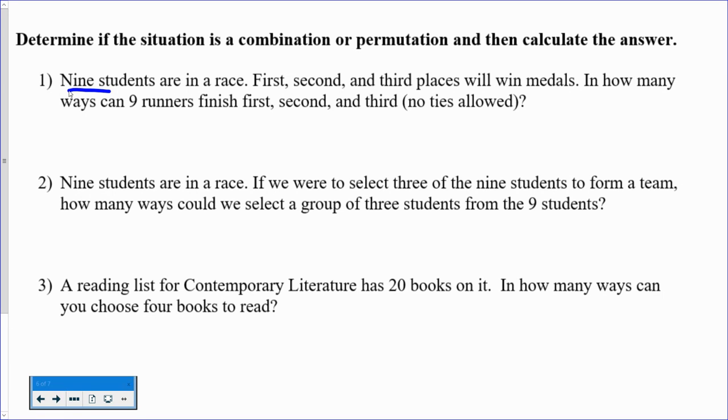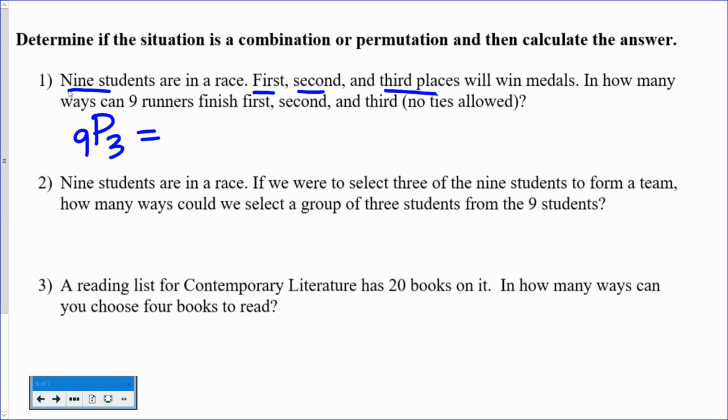All right. So I have 9 students who are entering a race. First, second, and third places will win medals. In how many ways can 9 runners finish first, second, and third? No ties are allowed. So I've got to think about, does order matter if I have first, second, and third place? Yes, it does, because they have a specific place, a position, an order. So this means I have 9 people. I'm using a permutation for the specific order of the 3 spots: first, second, and third.